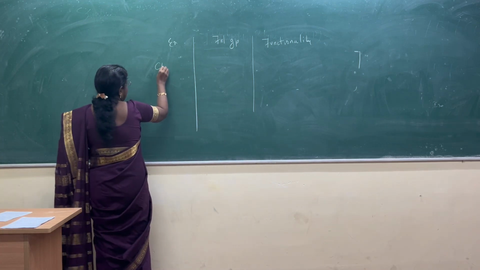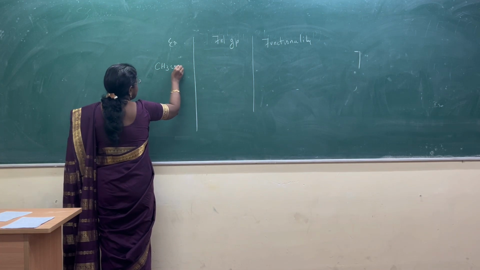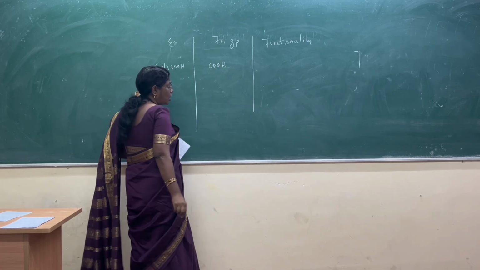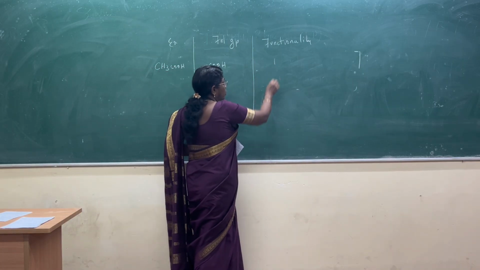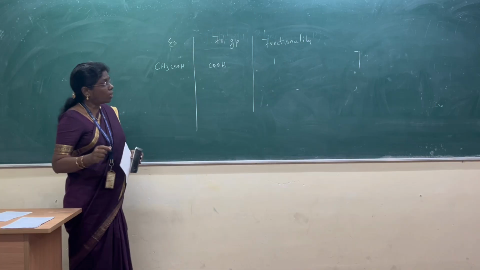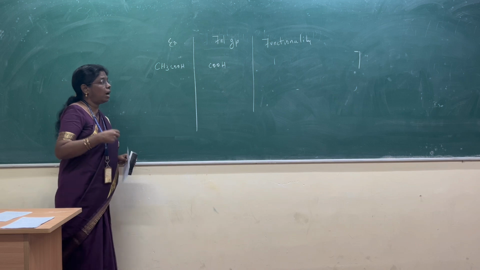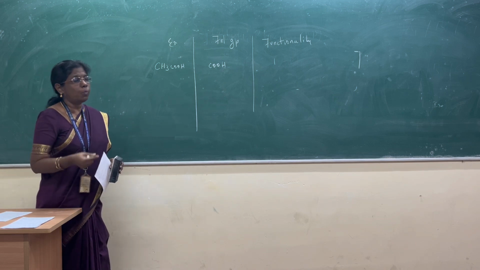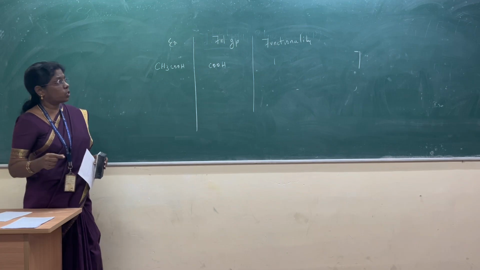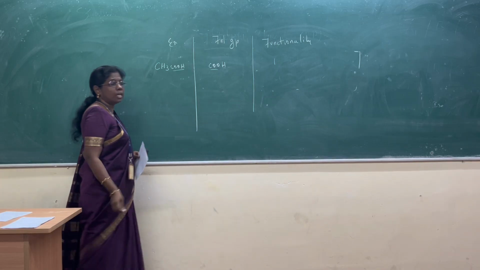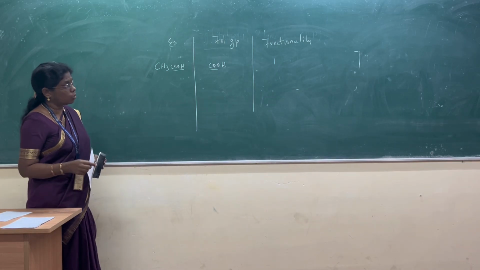We take the first example, acetic acid. The functional group is carboxylic acid, so the functionality is 1. Why are we putting 1? Functionality is how many bonding sites, reactive sites or functional groups are present in the monomer. Here one carboxylic acid, one functional group, is there, so functionality is 1.